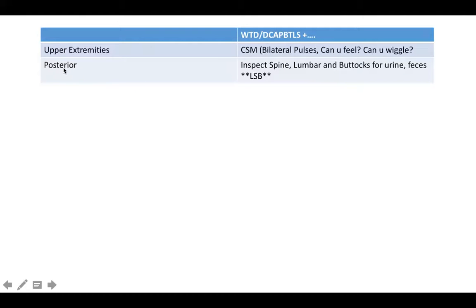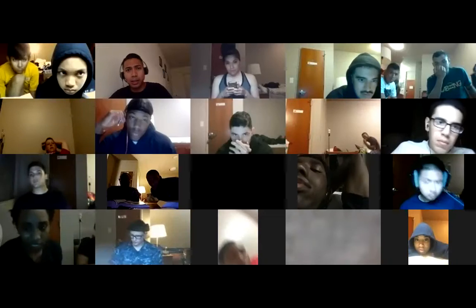And last but not the least, you're going to check the posterior side, basically the back of your patient. You want to inspect the spine, the lumbar area, and the buttocks for any urine or feces, because if the patient got into a car accident and they're sitting on a pile of urine or feces, that's probably a sign of spinal damage. And this is also the time that you're going to put them on a long spine board, and that's how you're going to do the rapid trauma assessment and a rapid physical exam, okay?